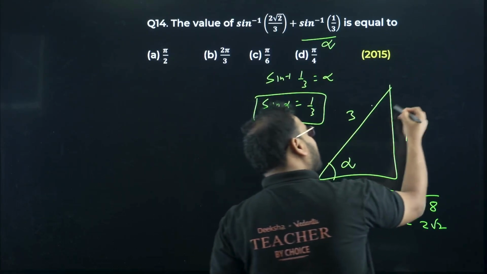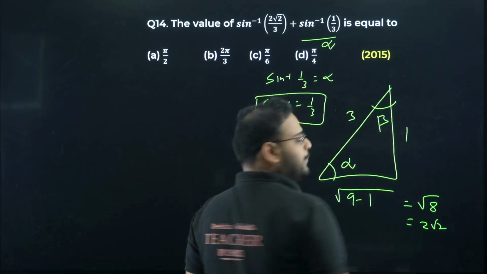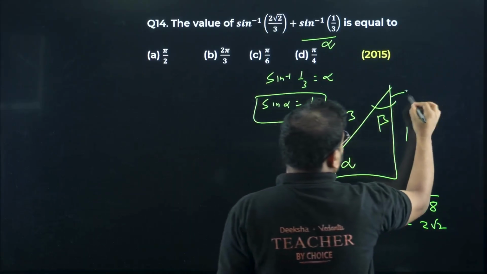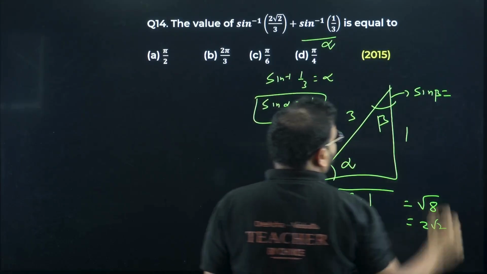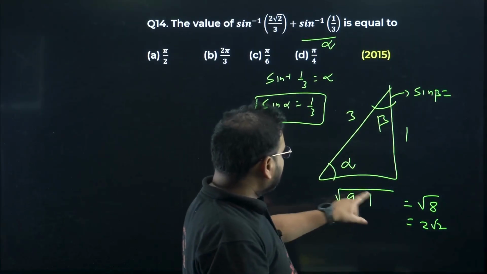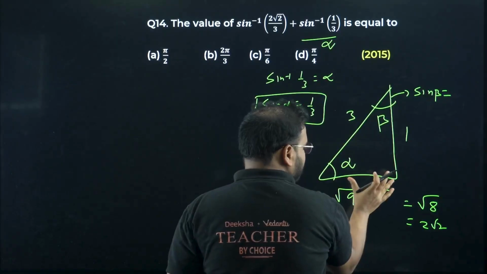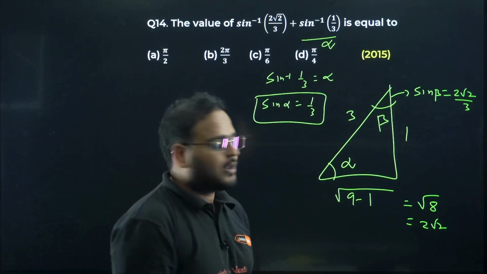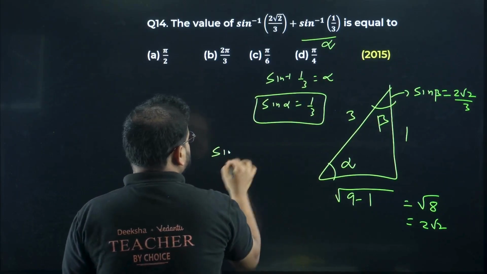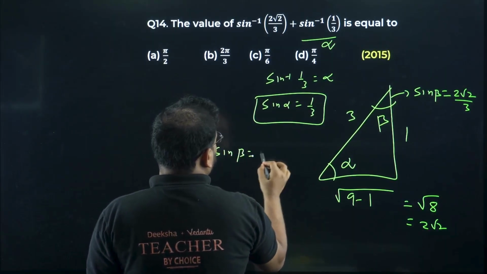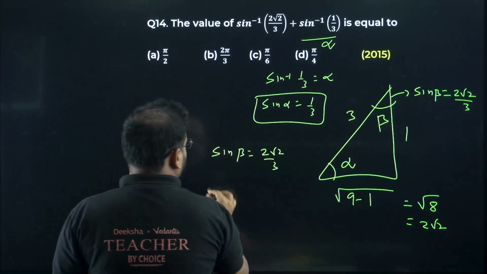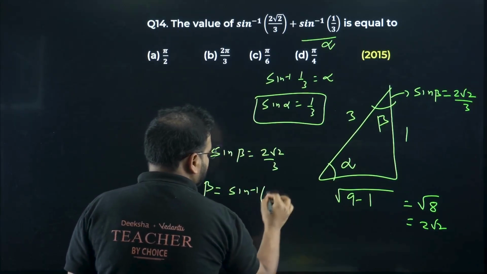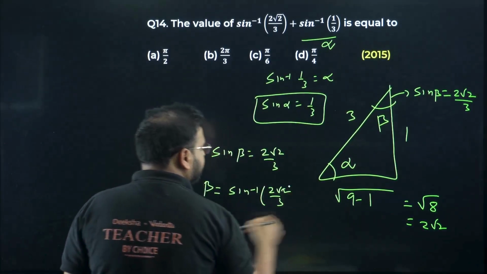Let's take this angle as beta and write sine beta for this angle. How much will you get? You'll get 2 root 2 by 3, since the opposite side is 2 root 2. Now check carefully. Sine beta is 2 root 2 by 3. It means the angle beta is nothing but sine inverse of 2 root 2 by 3.